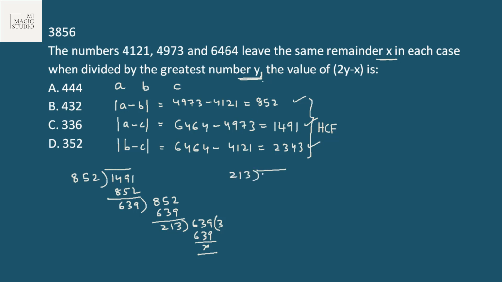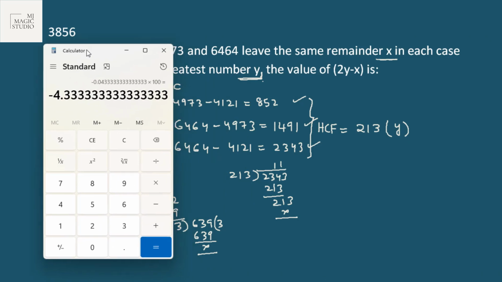Now let's check whether the next number 2343 is divisible by 213. This will give 11. It is divisible. 2343 is divisible by 213. That means the HCF is 213. This is y. This is the greatest number which will divide these three numbers, leaving the same remainder. Now to find the remainder, I'm using a calculator.